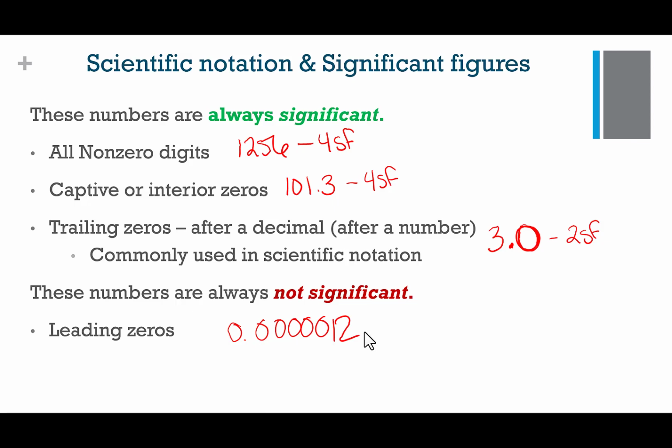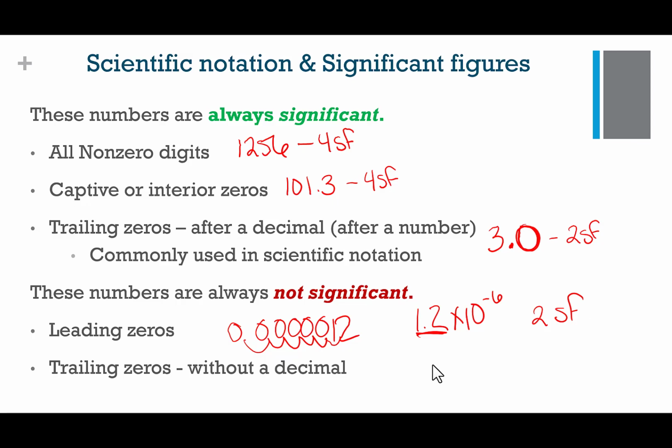The best way to figure out these leading zeros is to put this into scientific notation. So if I were to put this number into scientific notation, it would look like this. Now I see that the very first numbers I come into contact with are the 1 and the 2. Now the times 10 to the negative 6, that is the placeholder. That's holding the place. And now it's very easy to see that these are the only 2 numbers that are significant. So this one would have 2 sig figs.